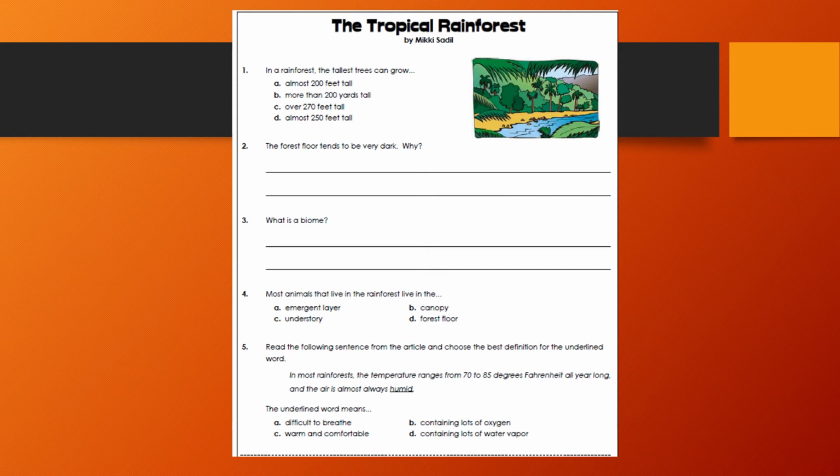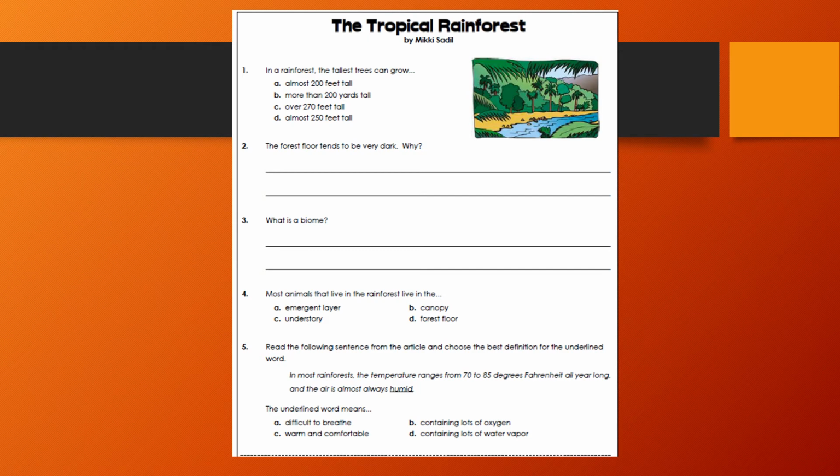The tropical rainforest. Question 1. In a rainforest, the tallest trees can grow A. Almost 200 feet tall, B. More than 200 yards tall, C. Over 270 feet tall, D. Almost 250 feet tall. Question number 2. The forest floor tends to be very dark. Why? 3. What is a biome?